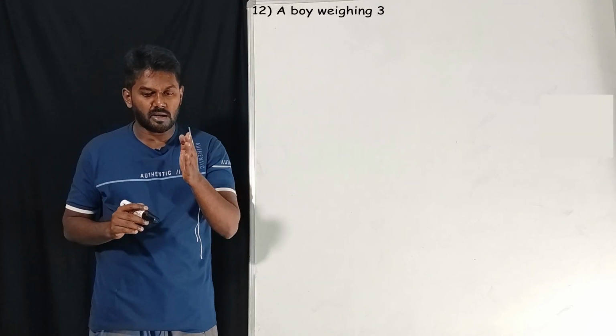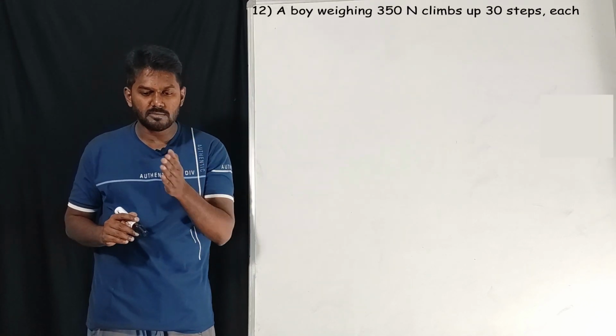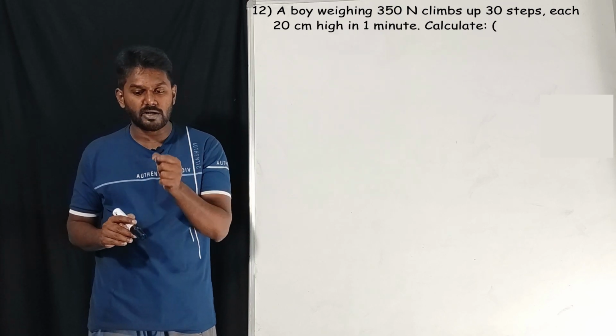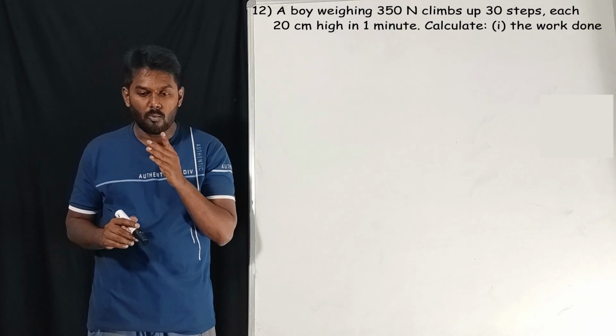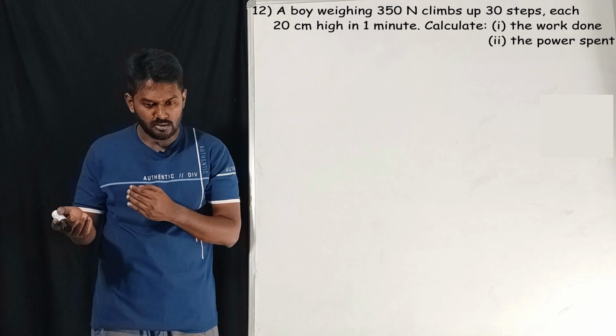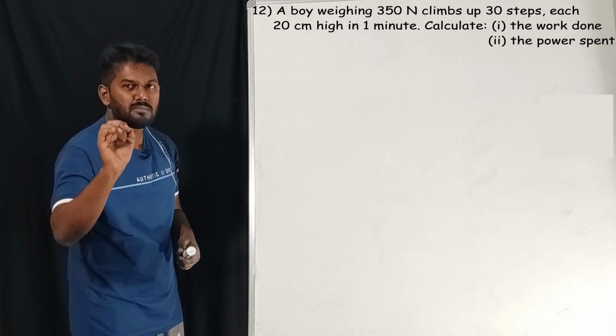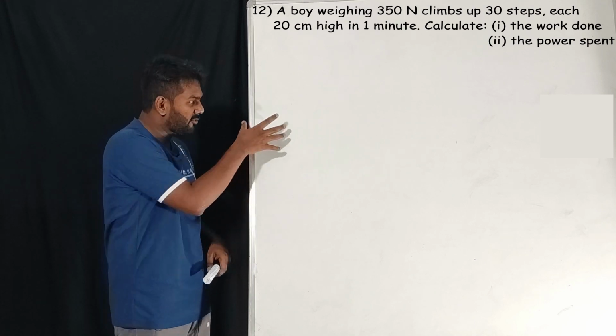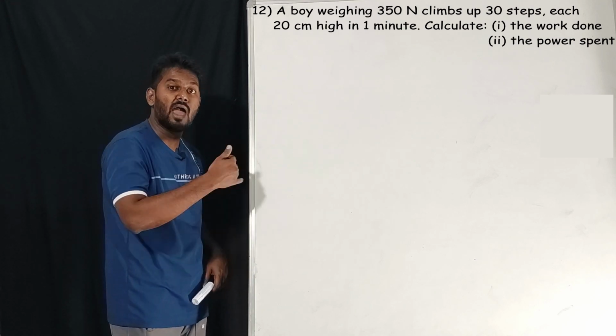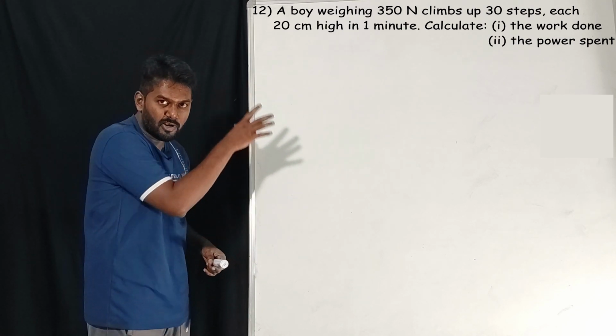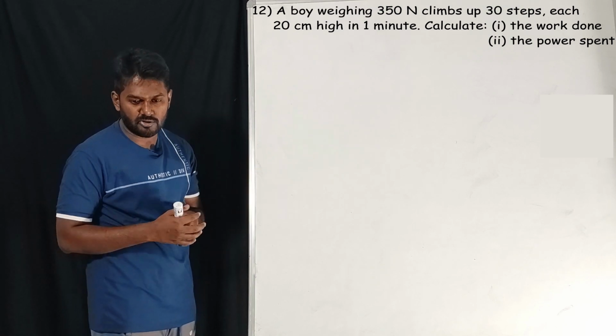Question number 12. A boy weighing 350 newtons climbs up 30 steps, each 20 centimeter high, in 1 minute. Calculate the work done and power spent. Very simple question, but there are some calculations. So apart from the questions they have asked, we have to calculate something else. First we will write the given data, then we will understand everything.